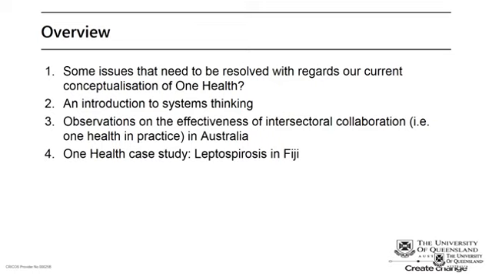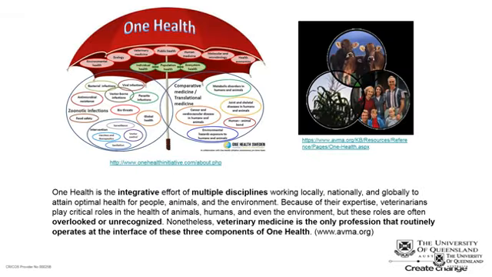So, in terms of the content, what I wanted to do was put a few issues out with regards to One Health, and particularly around the need for better collaboration and better structures for collaboration across sectors. One of the tools that we use more and more, and some observations on how effective intersectoral collaboration is in Fiji, where we've been able to achieve quite good collaboration. So firstly, some issues.